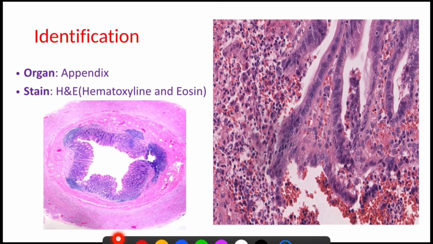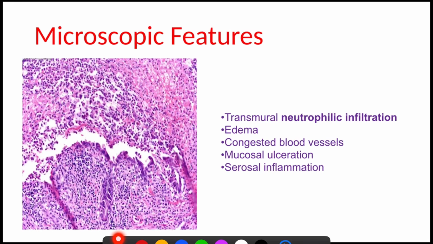So this is the organ, appendix. When you see under 40X, this mucosal lining shows plenty of neutrophils. So here, with the help of 40X, you can identify transmural or mucosal neutrophilic infiltration.